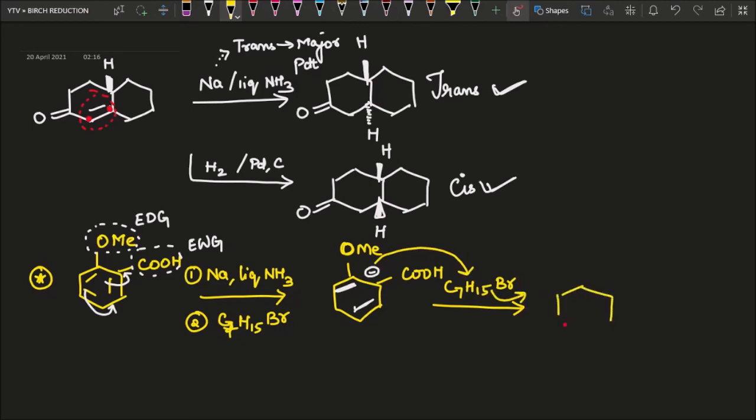So your product is going to be OMe and then there are two double bonds on parallel carbons and COOH on this carbon, and on the same carbon we are going to have one C7H15. The negative charge is present over here because the electron withdrawing group will stabilize the carbanion at the ipso carbon. So that is why. This is the product of this reaction.